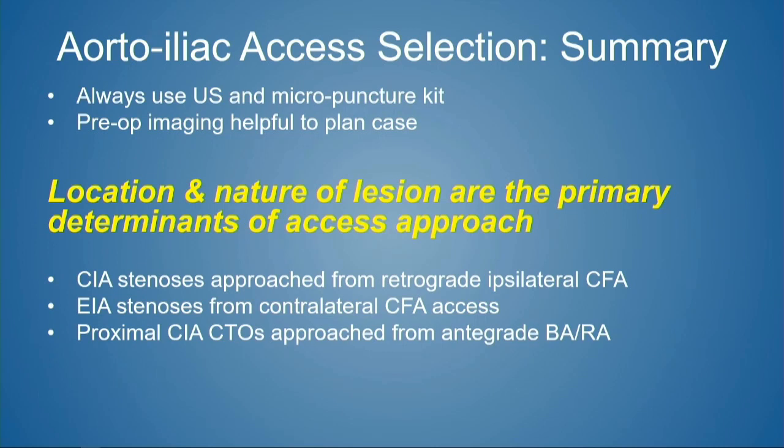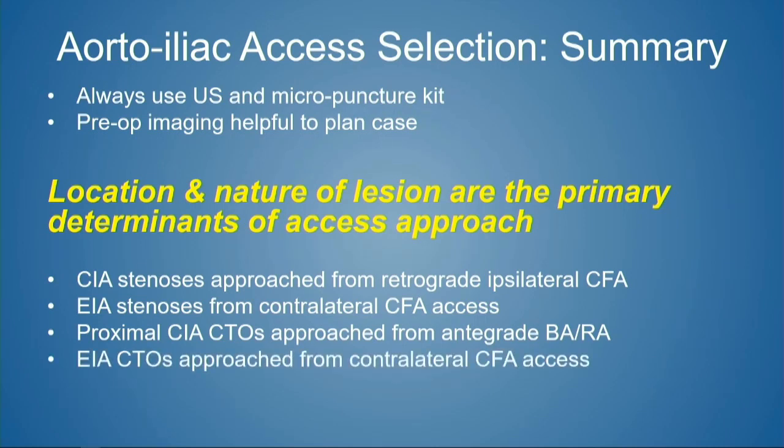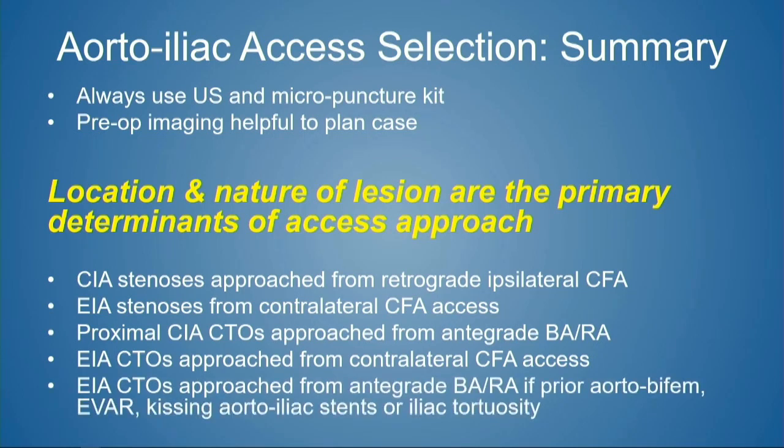Proximal iliac occlusions, however, I think a best approach from an antegrade approach, either brachial or radial. I tend to go more brachial with a CTO because I want to have the bailout if I have to put a covered stent in. And obviously, external iliac CTOs usually approach from an antegrade access as well if there's an EVAR, previous iliac stents, or tortuosity.